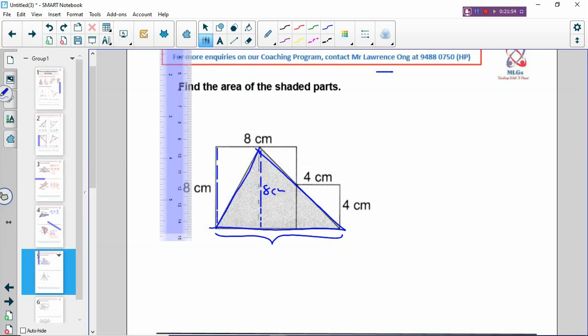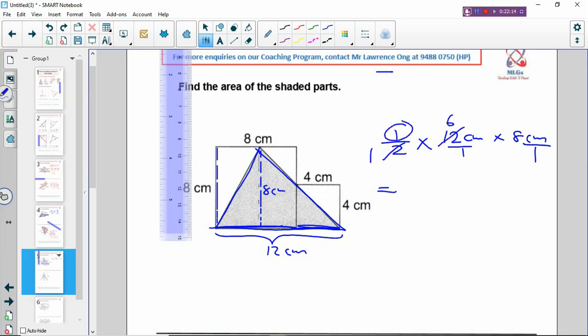And then what's the base? The base must be 8 plus another 4, so that will give you 12 cm. Now you have the base and the height, and the next step is to apply what you learned, half times base times height. Then you change it into a fraction, cancel, divide by 2, circle the numbers you never cancel, and multiply them, and your area of the shaded triangle is 48 cm square.